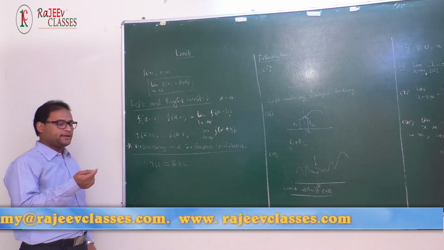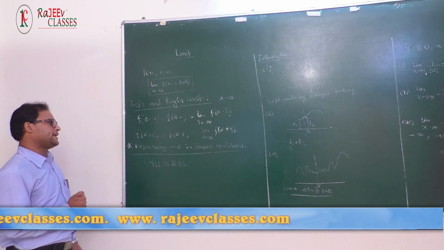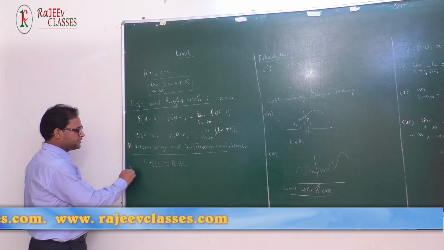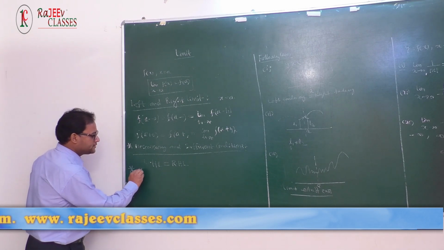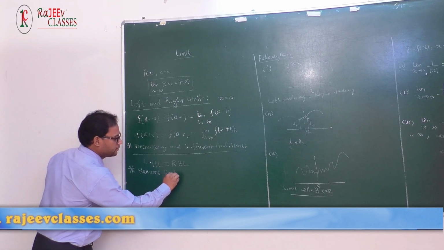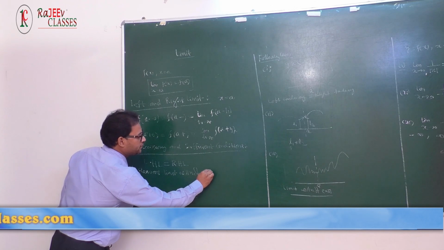Or if the left hand limit and right hand limit are equal at a particular point x equal to a, then you can say that the function has the limit at that point. Now the question arises, in what situation does the limit not exist? So, reasons the limit will not exist. We discussed both the cases.